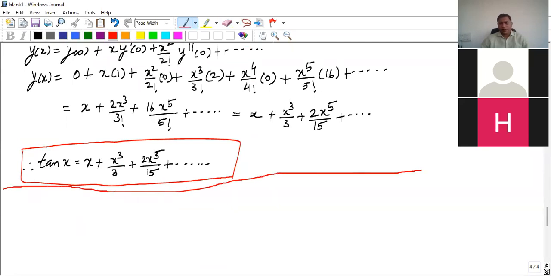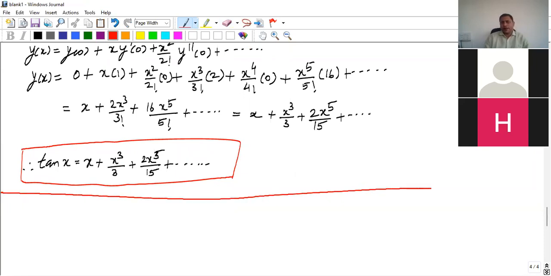In the Maclaurin series, we just have to find the derivatives and find the value of the derivatives at x equal to 0. Then use the formula for the Maclaurin series and we are done. So now we need to understand the next one, the Taylor series.